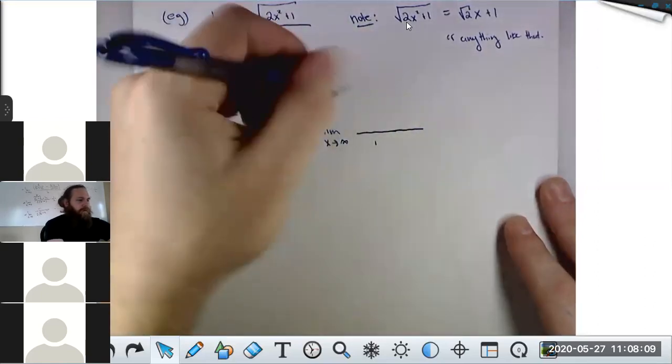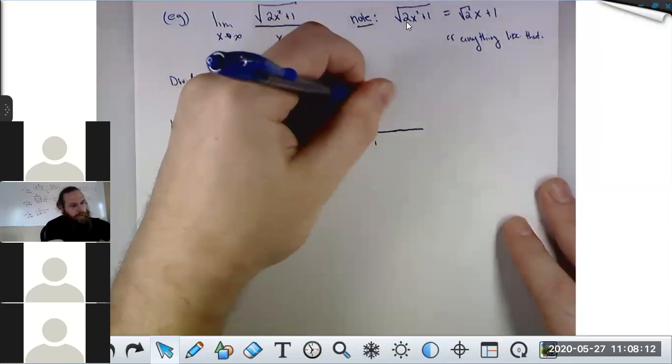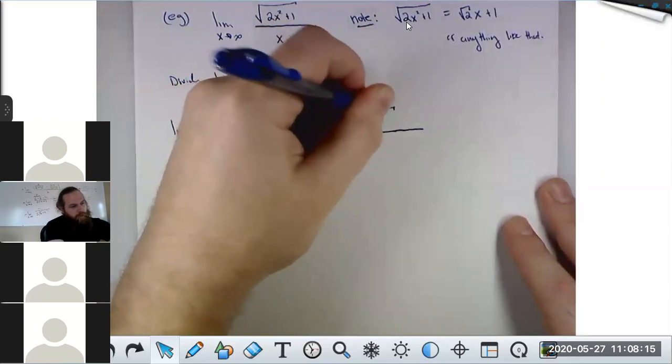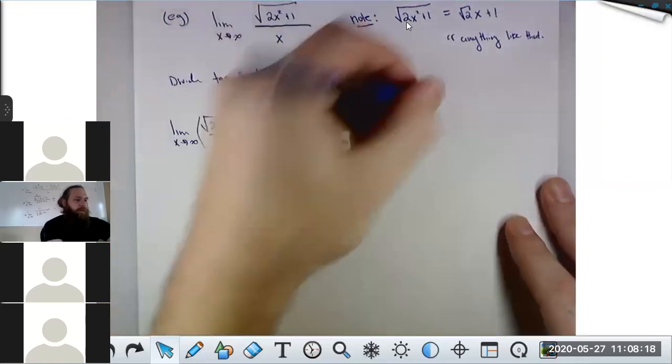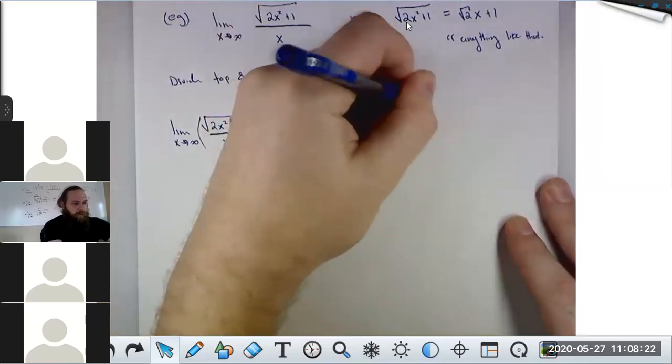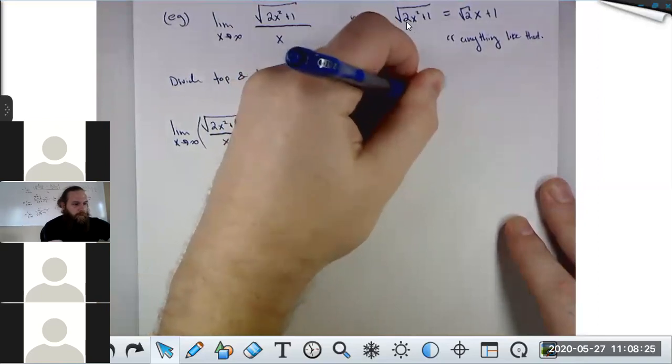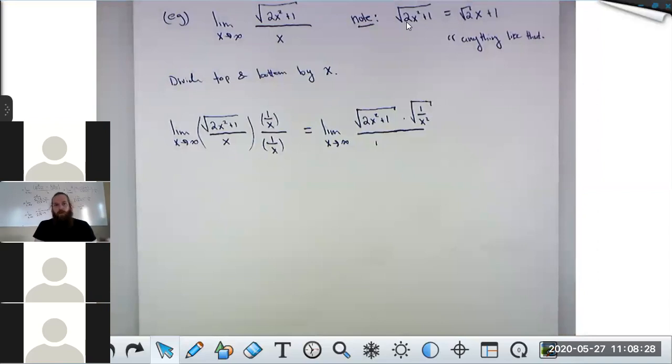But upstairs, I'm going to do something a little bit sneaky. I'm going to write this as the square root of 2x squared plus 1. But then the 1 over x, I'm going to write as the square root of 1 over x squared. So I need to write the 1 over x as the square root of something so that I can combine the two pieces. And the something which works is 1 over x squared. The square root of 1 over x squared is 1 over x. And it's actually 1 over the absolute value of x, but it's close enough. Since we're sending x to plus infinity here, the absolute value thing wouldn't be an issue.